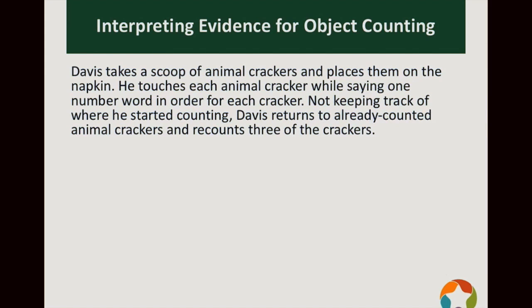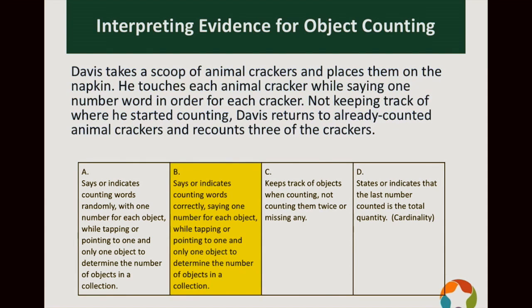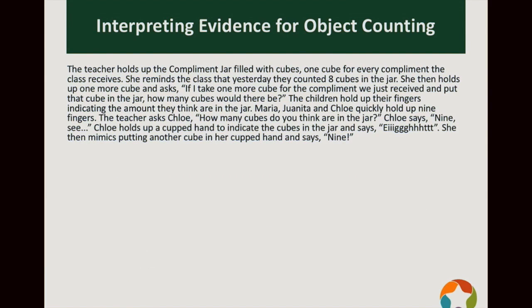Who do you think Davis would be for his current learning status? Did you place Davis at skill step B for his current learning status? Let's do another one for object counting.